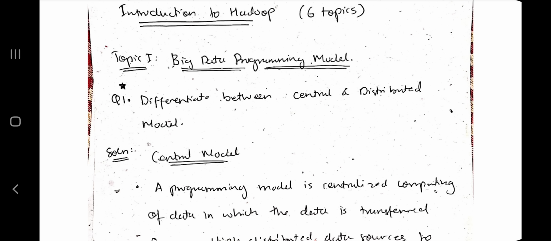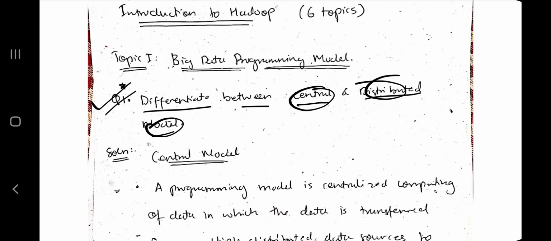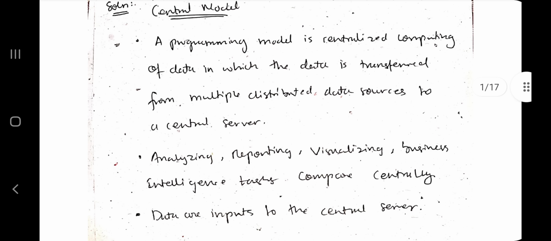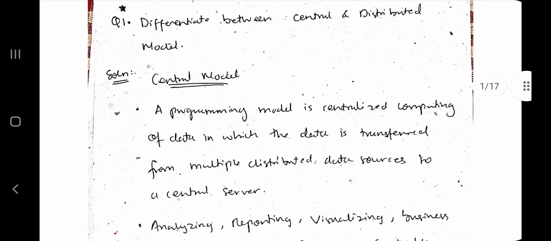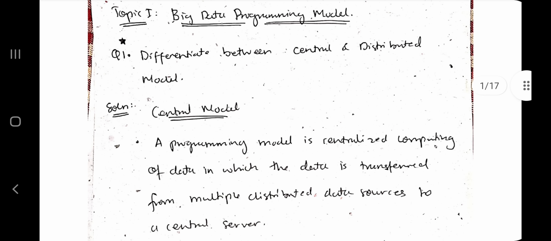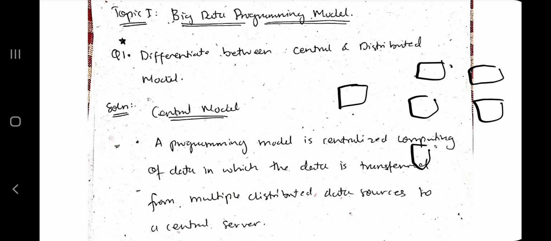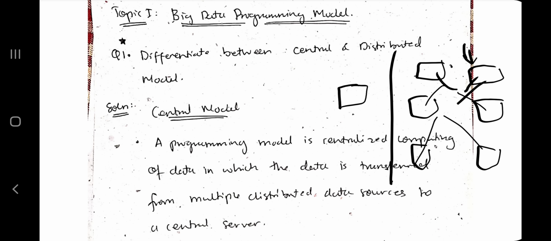To store any data you need a central or distributed model. There are two types. If you are asked this question, it is a very important question: differentiate between central and distributed model. The first thing you have to write is a few keywords about the central model, then a few keywords about the distributed model. The basic difference is that a central model will have the server at one place and all the data will be stored there itself, whereas in a distributed model you will have different databases in different places, all interconnected with each other. They will be sharing the data.